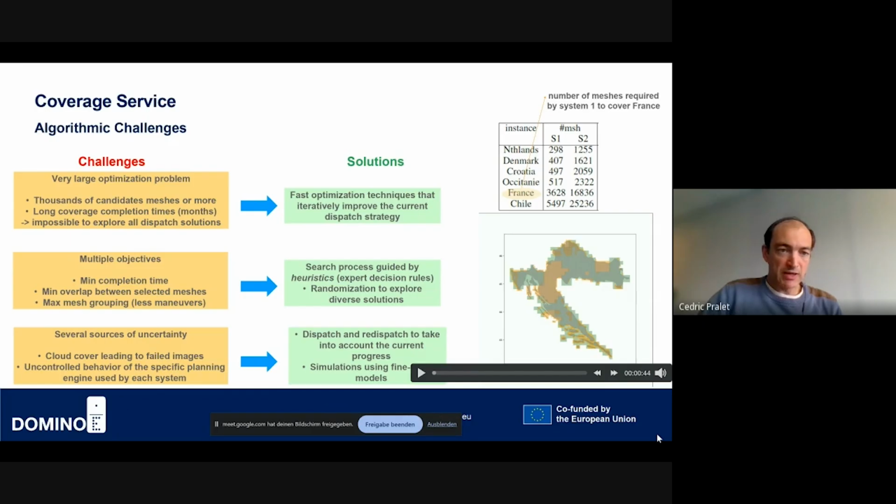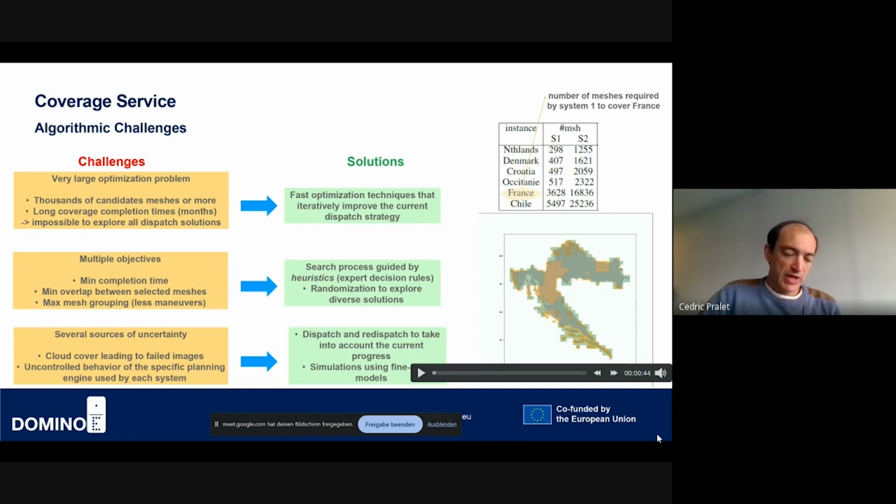Also, as mentioned by Marie, we have multiple objectives, such as minimizing the completion time of the whole area, or minimizing the overlap between the selected meshes, and so on. And to deal with these objectives, we use some expert decision rules that are encoded within the Domino. And we also have some randomization to explore diverse solutions.